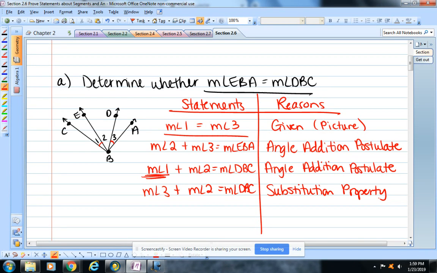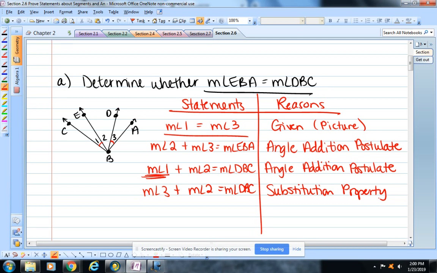Okay. So this line looks exactly like something else, just about, right? Do we have another line that says measure of angle 3 plus measure of angle 2? Do I have something else that says that? This line right here. They're in a different order, but they're saying the same thing. So this one says angle 2 plus angle 3 equals EBA. This one says measure of angle 3 plus angle 2 equals DBC.